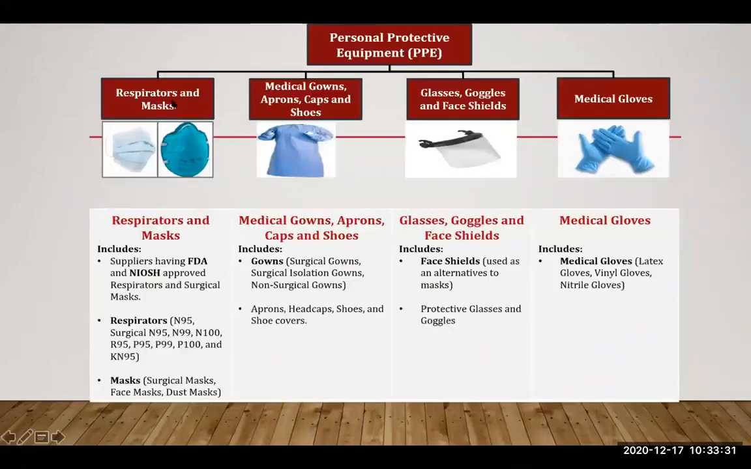Like you can see, respirators and masks are there, different types of masks: surgical mask, N95 mask, medical gowns, aprons, caps, shoes, glasses, goggles, face shields, medical gloves. So different types of respirators and masks are there. This is all PPE: gowns, surgical gowns, non-surgical gowns, aprons, head caps, shoes.